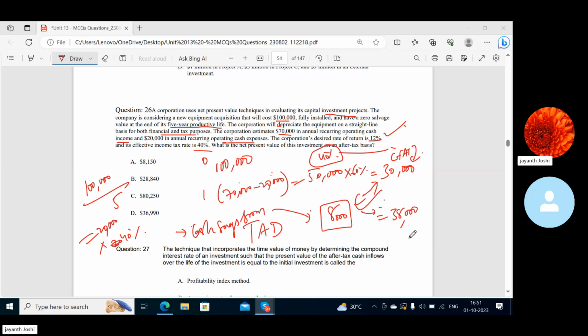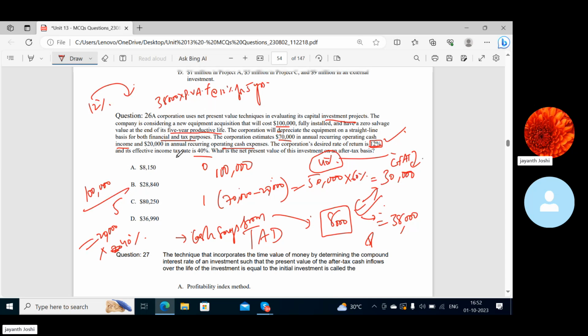Now, the 12% is the cost of capital, right? Since the cash flows are 38,000 for every year for the next 5 years, can we take the annuity factor? So 38,000 into the present value annuity factor at the rate of 12% for 5 years. Can you tell me from the table what is the factor? The factor is 3.605.